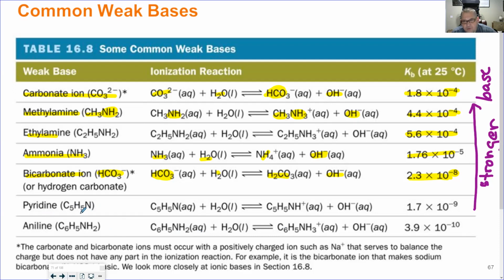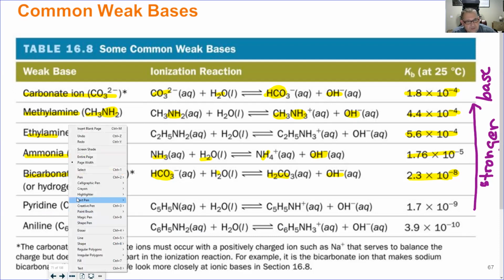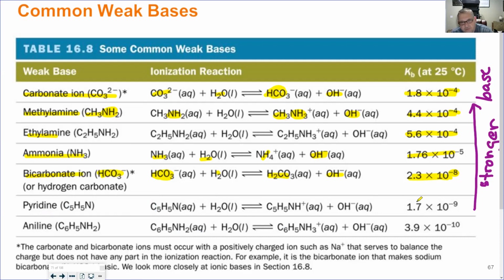And then a couple more on the bottom, and these are even weaker in terms of their strength. So pyridine is 10 to the minus 9. Alanine is 10 to the minus 10. And all of them have the common characteristic that they're kicking off the OH minus in the system.